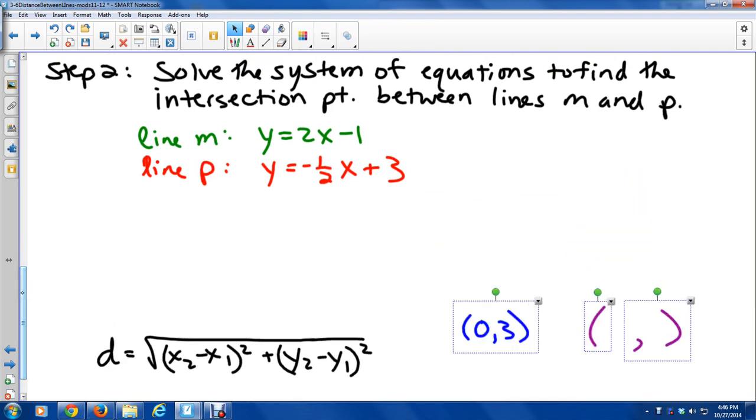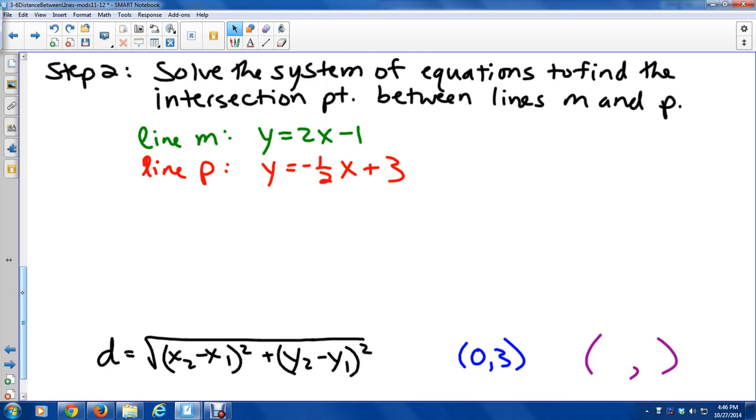Still not ready to use my distance formula. We'll get to that. And let's go ahead and solve the system. Two ways to solve a system of equations algebraically. Okay, and those are substitution or elimination. Either one will work just fine.